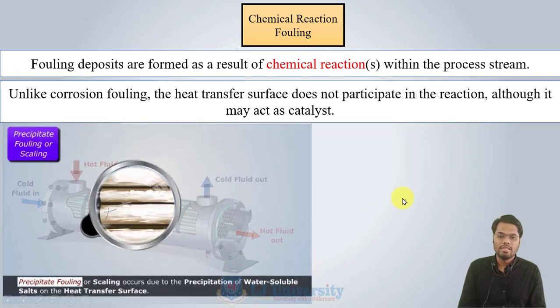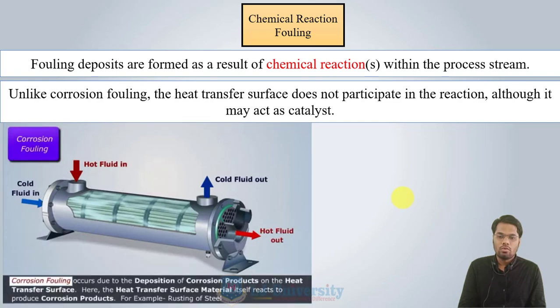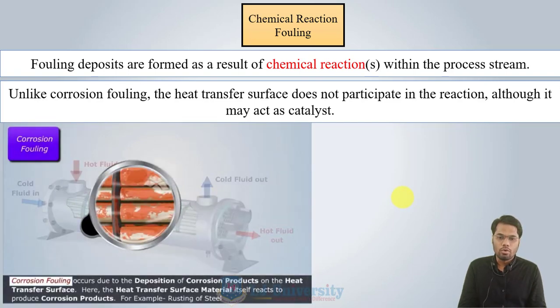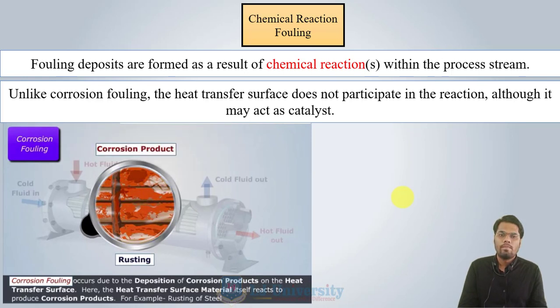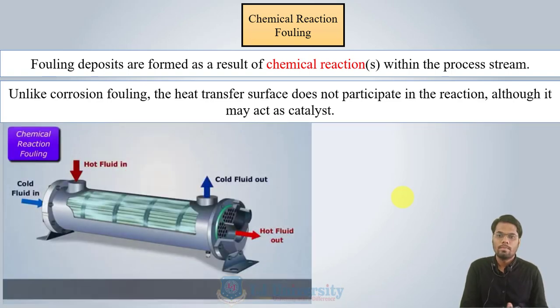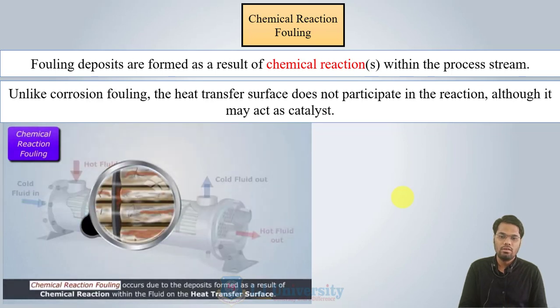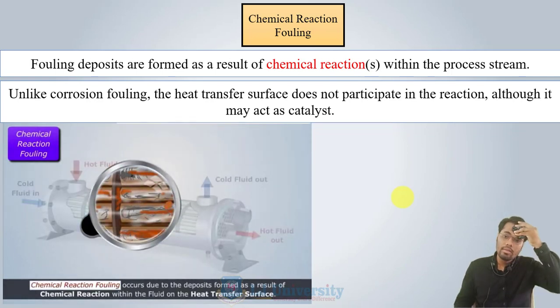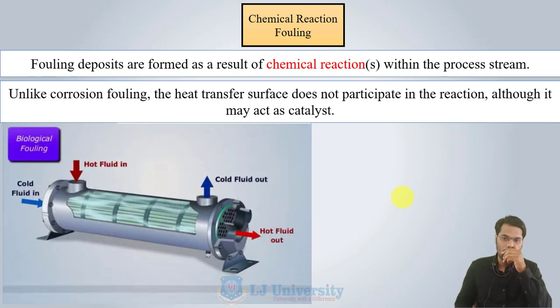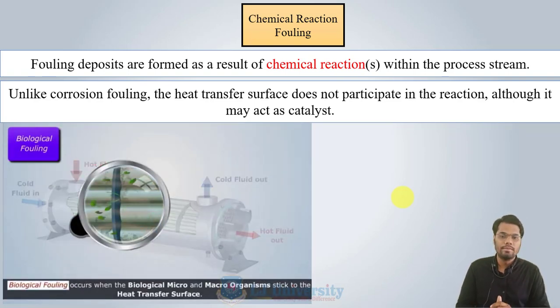So here in this video you can see there is a corrosion fouling due to the deposition of corrosion products on the heat transfer surface. We can say that there is steam. There is a chemical reaction fouling. Then biological fouling. So these are the different types of fouling which are found in a heat exchanger.